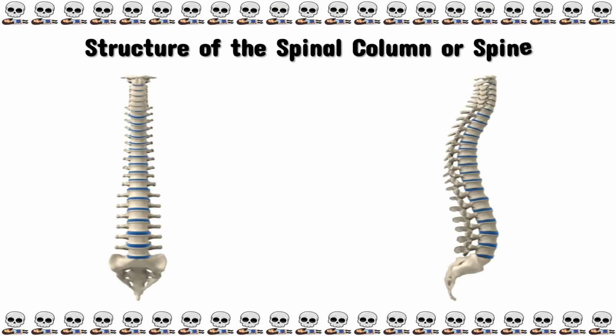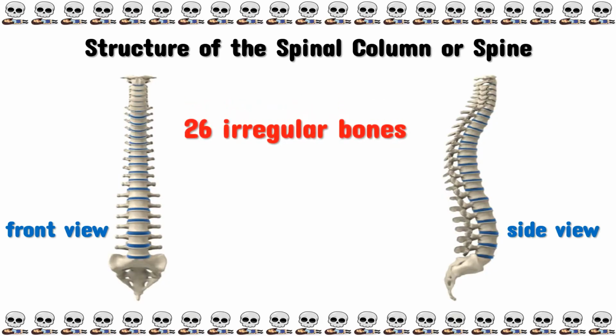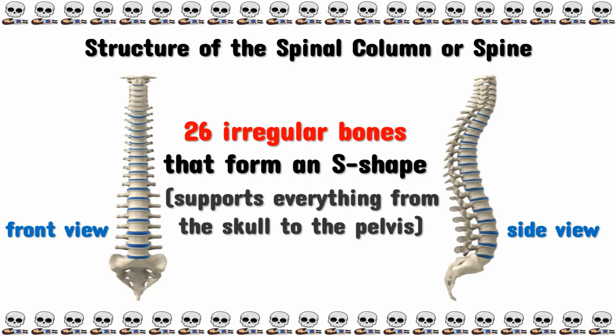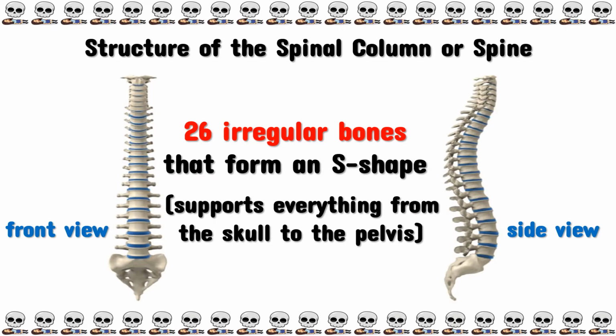This is the structure of the spinal column or spine. This is the front view, and this is the side view. This is comprised of 26 irregular bones that come together to form a flexible structure in a curvy S shape, and this supports everything from the skull to the pelvis.